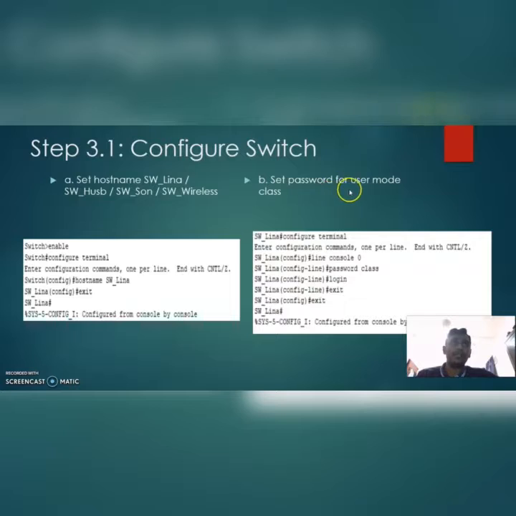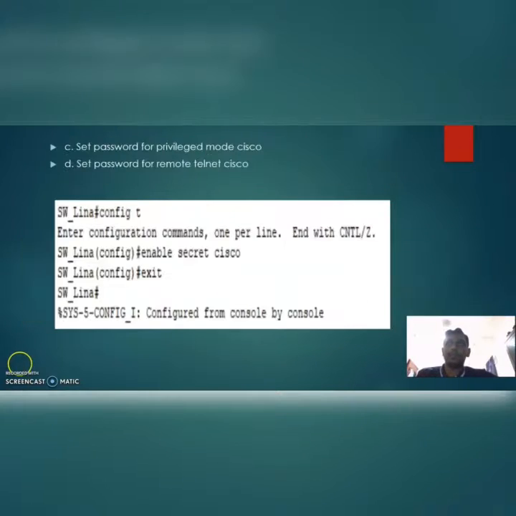Number 2, set password for user mode: class. Switch Lina, configure terminal, line console 0, password class, login, exit, exit. And then C and D, set password for privileged mode: Cisco, and set password for remote telnet: Cisco. Configure terminal, enable secret Cisco, exit.